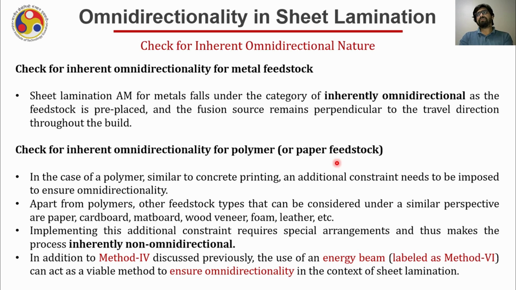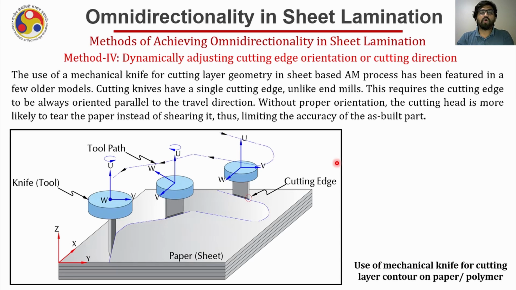Also, in some systems like Kira's, we have discussed that a knife is used to cut the material. The knife itself is not an omnidirectional tool, because you know that the knife can cut only in one direction. It cannot cut in any direction. You cannot just move the knife in another direction to cut the material. No, it's not possible. Hence, you have to change its orientation. Therefore, method number 4, if you recall, dynamically adjusting the cutting edge orientation for cutting direction, should be used.